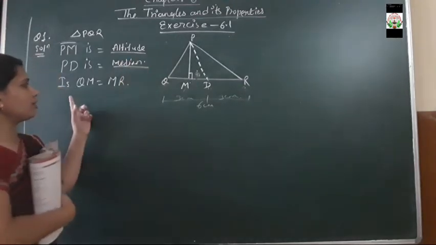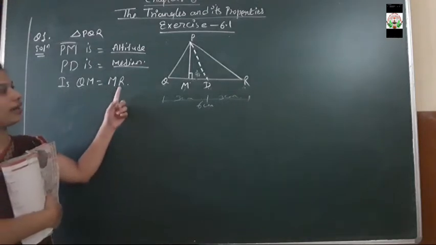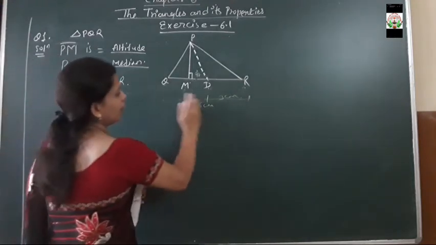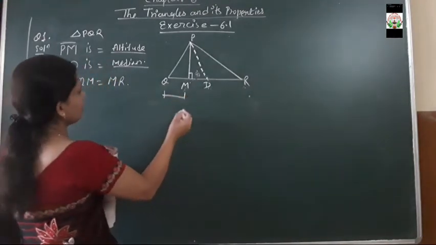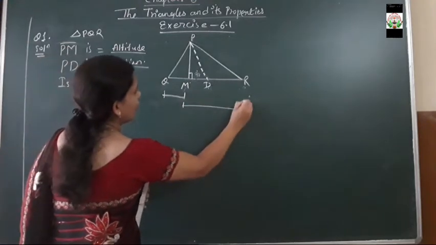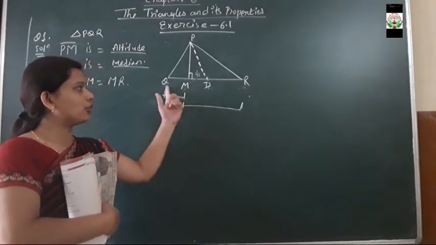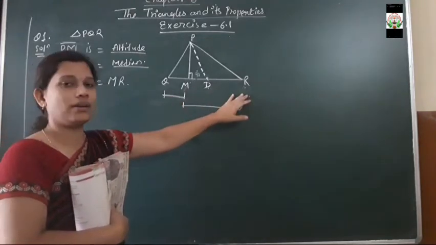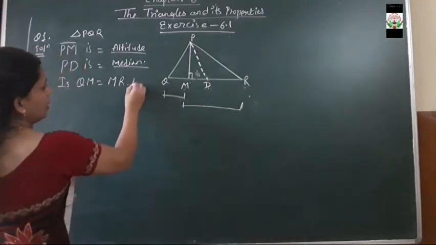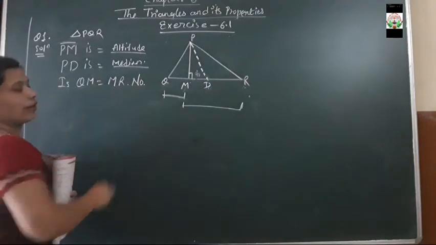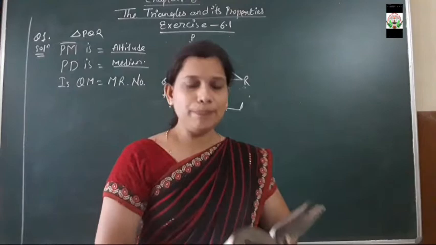Clear? Next question, it is said that QM is equal to MR. What is said over here? Is QM, that means the distance QM, equal to the distance of MR? It is not. You can easily see in the figure that there is a lot of difference between both. So both are not having equal distance. Clear everyone? So this is the solution of question number 1.